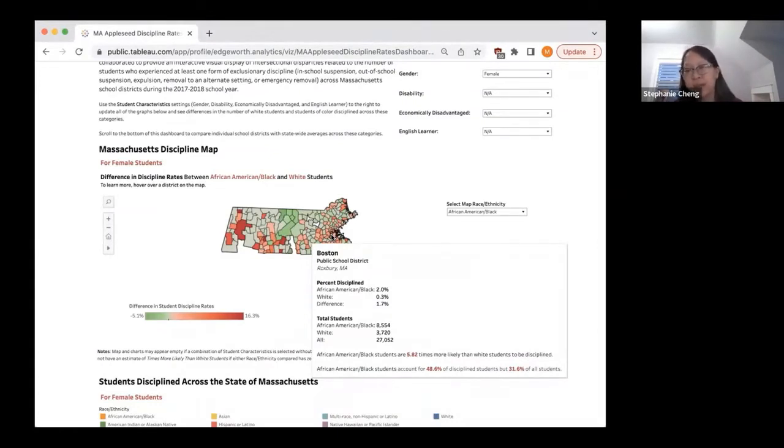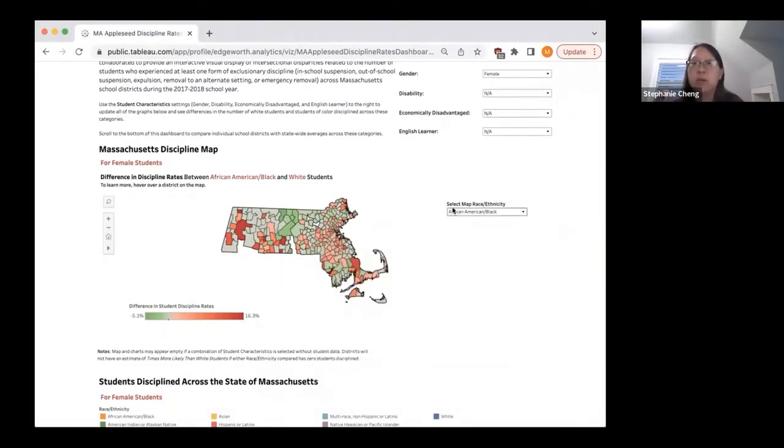For those of you in Massachusetts, some areas have a much higher percentage of their student population that is white. And so, to make sure these differences are not just because there's only one Black student at the school, we've added the student population there. And we've given you some statistics for each school district on how much more likely African-American / Black students are to be disciplined, and how much of the percent of disciplined students they account for. And not only is this for comparing African-American / Black students to white students, you can also compare other minority groups if you toggle down.